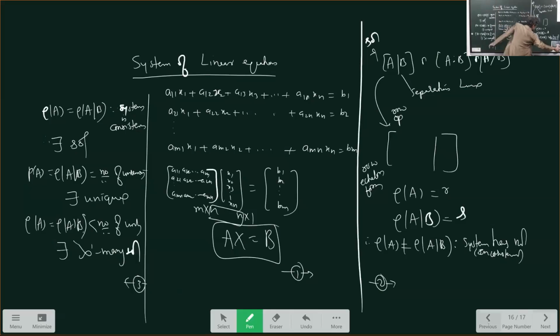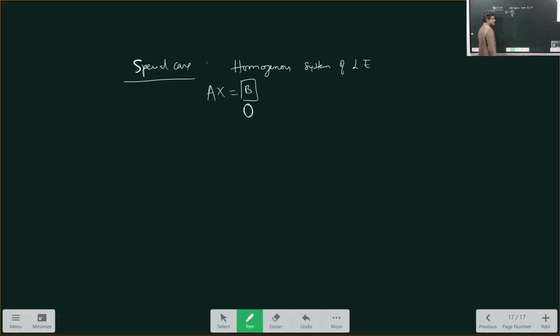Next, as a special case of the system of linear equations, we have the homogeneous system of linear equations, which I can write as AX = B. There the B is taken to be 0, in the sense that the right hand side constant matrix is 0. Then this becomes AX = 0.